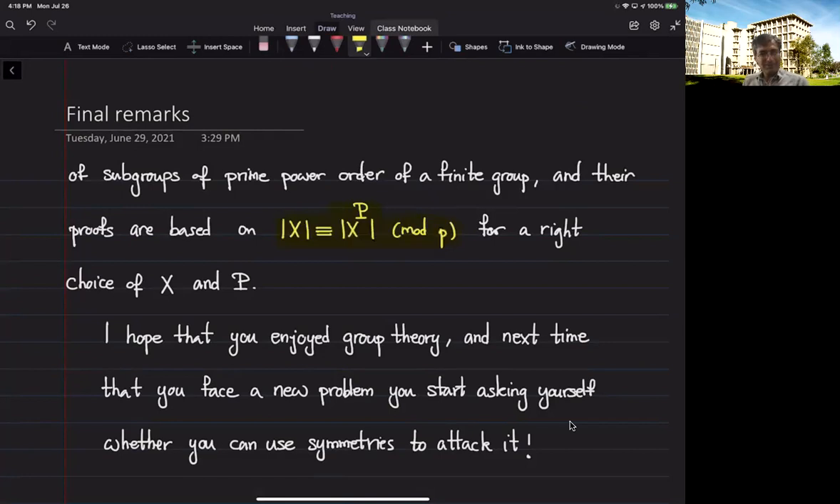Okay, let me stop at this point, and I hope that you enjoyed group theory. And next time that you face a new problem, you ask yourself, can I use symmetries to solve this problem?